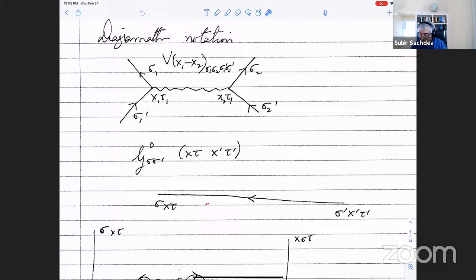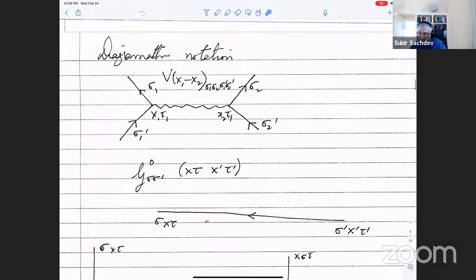And just notice the arrow goes from x prime tau prime to x tau, because we create a particle at x prime tau prime. So it's kind of going backwards, if you wish, from x prime tau prime and spin sigma prime to sigma, x and tau. Okay, generally, we take the zeroth order Hamiltonian to be diagonal in spin, so spin is preserved along this line. And the way you implement the contractions is just join all the fermions together.